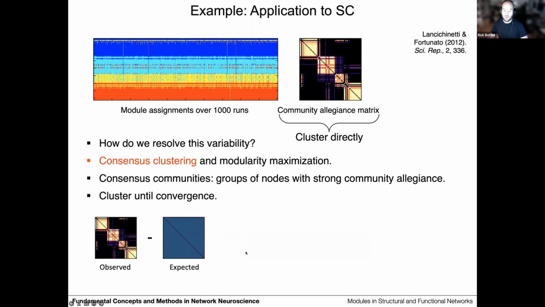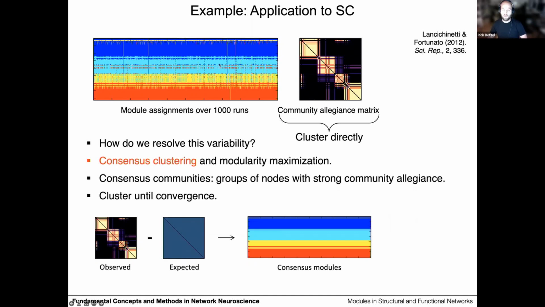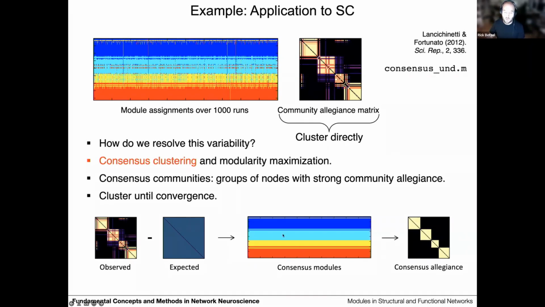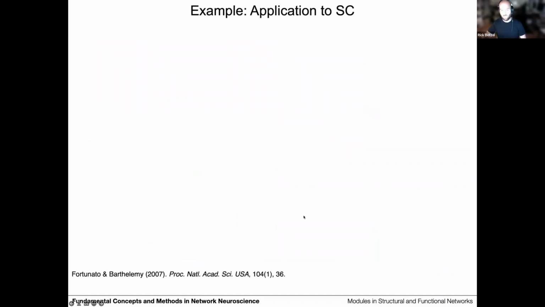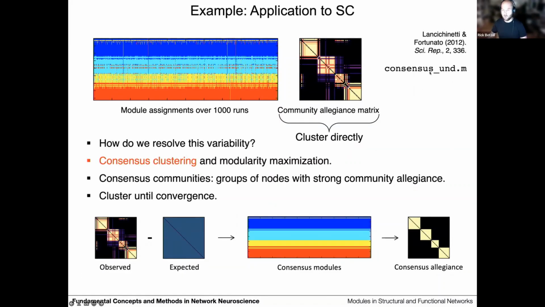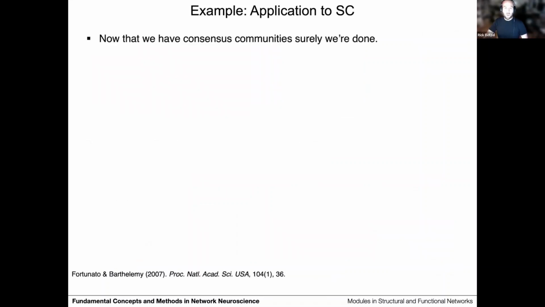We can do this many, many times. And in general, what you'll find is that however much variability there was in the raw data, with the initial observed matrix, when you cluster the observed allegiance matrix, the variability is reduced. And in fact, oftentimes it'll be 0. That is, every run converges to the same solution. And this can be implemented in the brain connectivity toolbox using the consensus undirected function. Okay, so now we've solved that problem. We have consensus communities. Surely we must be done with our modularity maximization.